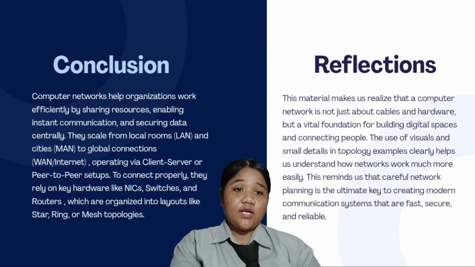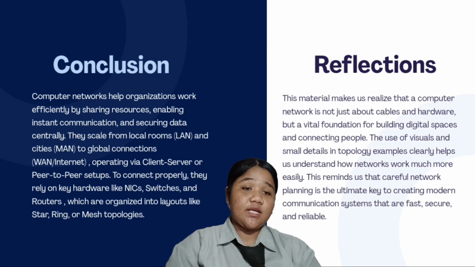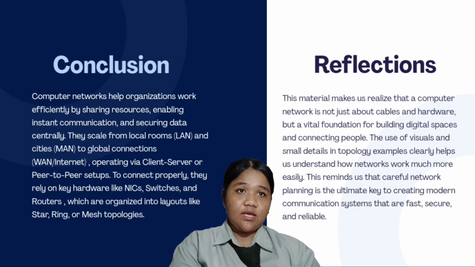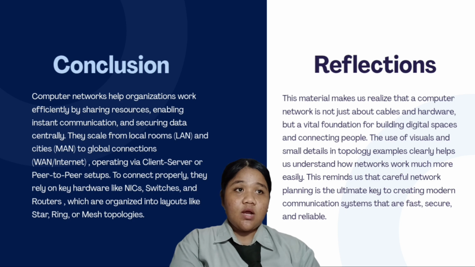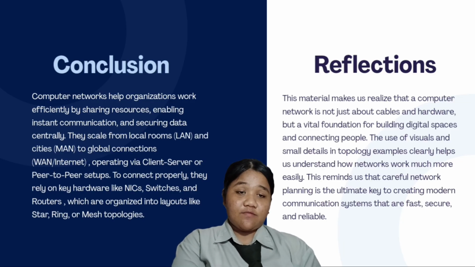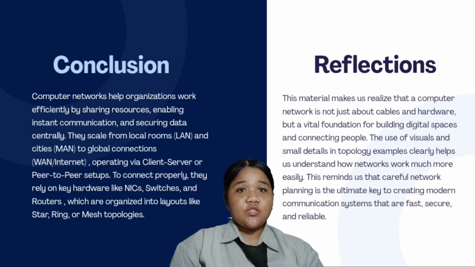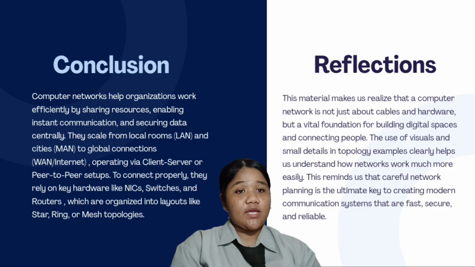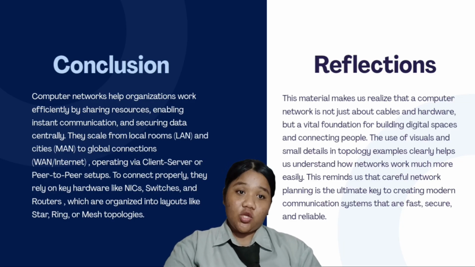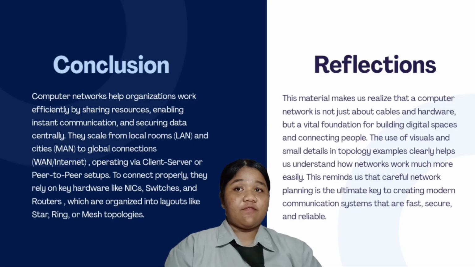Computer networks help organizations work efficiently by sharing resources, enabling instant communication, and securing data centrally. They scale from local rooms or LAN and cities or MAN to global connection, WAN or Internet, operating via client-server or peer-to-peer setups. To connect properly, they rely on key hardware like NICs, switches, and routers, which are organized into layouts like star, ring, or mesh topologies. And next, reflections.